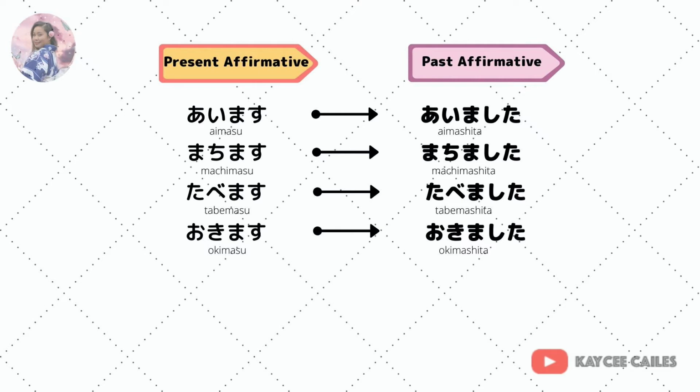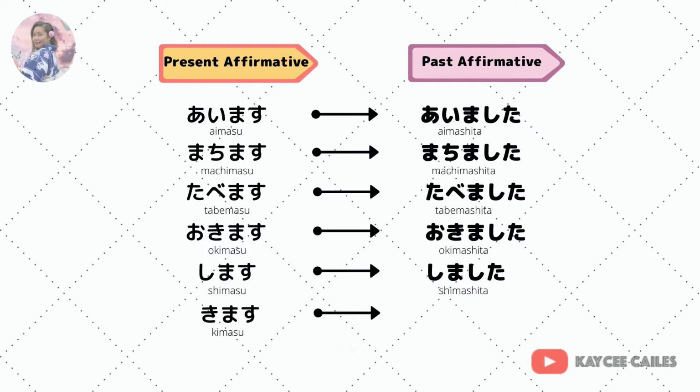Can you recognize these verbs? Yes, correct. These are examples of ru verbs or verbs ending in iru and eru. Moving forward, we have shimasu will become shimashita. Kimasu will be kimashita. Can you again tell me which type of verbs are these? Correct. These are the irregular verbs. Did you notice the changes that we made from the masu form to its mashita form?